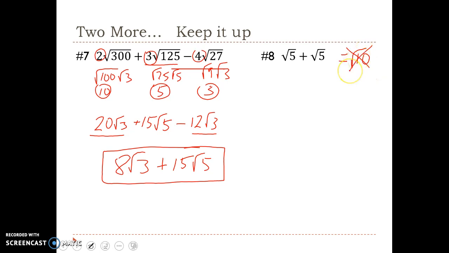It's not radical 10. This is 1 radical 5 plus 1 radical 5, which is going to give me a total of 2 radical 5's. That's it. So you don't jump too hastily at this, because with radical 5's I don't ever add the numbers in the radicals. I can just add how many of those radicals I have.